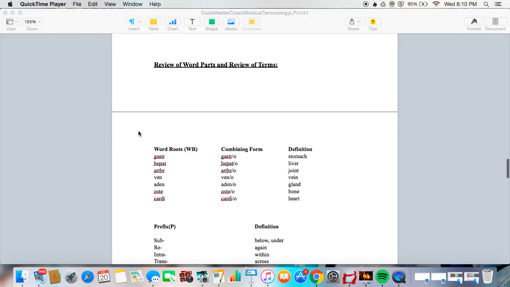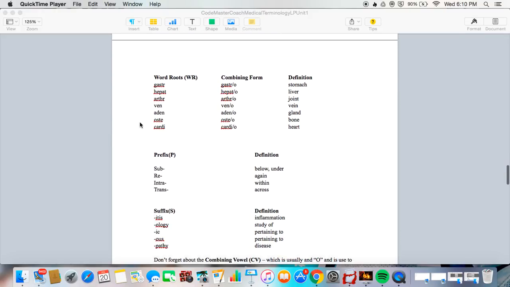So let's use some of our words for this chapter. I'm presenting to you these 7 word roots right here: gast, hepat, arthr, ven, aden, oste, and cardi. We add the combining vowel to it for ease in pronunciation, so they become gastro, hepato, arthro, veno, adeno, osteo, and cardio. Gastro means stomach, hepato means liver, arthro means joint, veno means vein, adeno is gland, osteo is bone, cardio is heart. Those are our word roots.